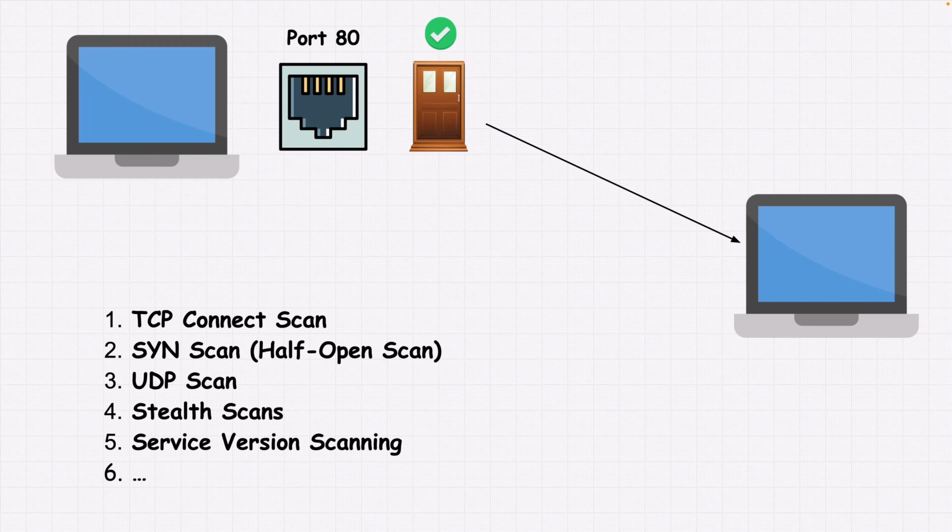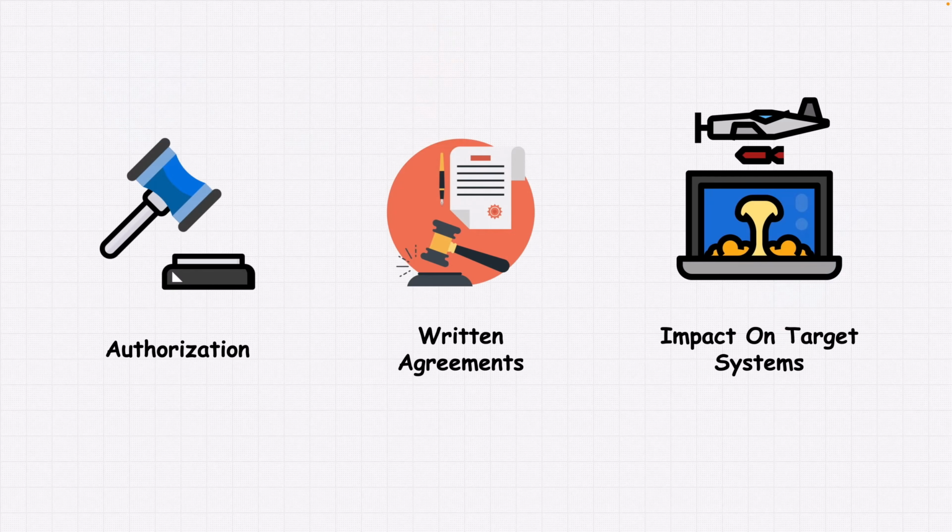But before we finish off this introduction lecture, let's just talk about ethical and legal considerations in scanning. Well, there are three things that we should keep an eye on: authorization, the importance of written agreements, and the impact on target systems. Now, scanning any network or system without permission is illegal and unethical. Think of it like breaking into someone's house. In the cybersecurity world, it's called hacking, and it's a serious crime.